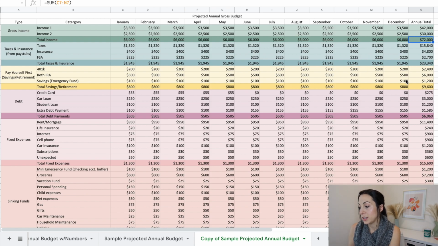So let's say that this family really wants to put at least 15% towards retirement, and not just savings and retirement, but retirement. So right now we've got these 2, so I'm going to highlight those. You can see the total is $8,400. So $8,400 divided by 72,000 is 11.7%. So right now they're not quite at 15%.